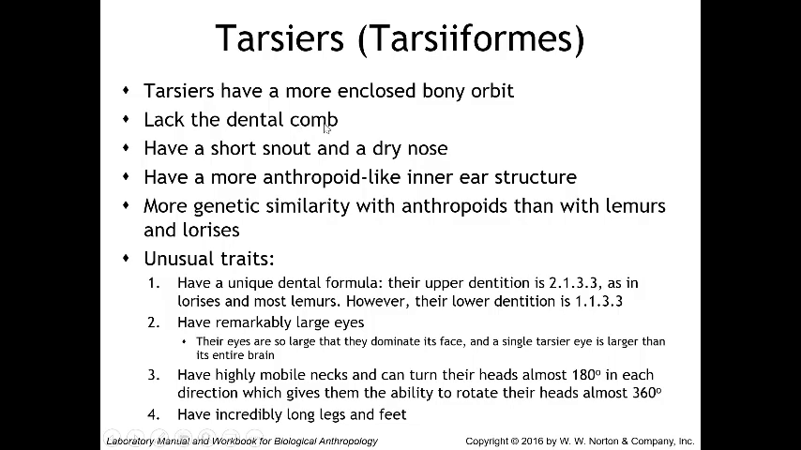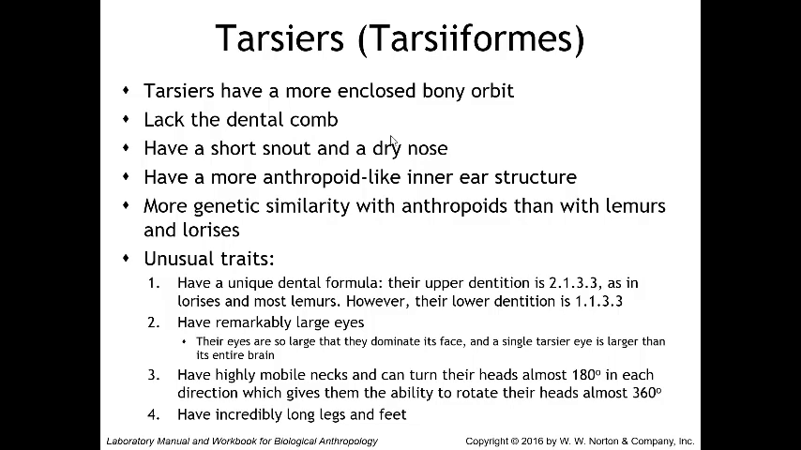Tarsiers also lack the dental comb, right? That's another trait we have eliminated. They have a short snout and a dry nose, another trait eliminated. So any of these three, right, say a post-orbital bar, a dental comb, and a wet nose, will say lemurs, lorises. Anything else will now be eliminated. You are no longer talking about those two. They are no longer part of what you are going to narrow it down to, right?